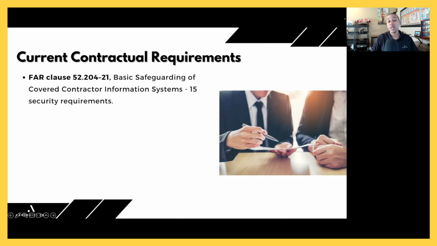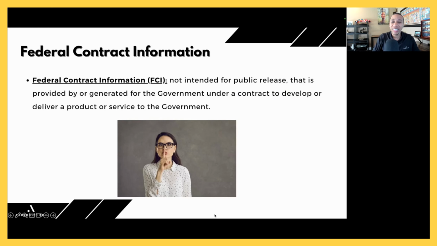You want to make sure not only that you understand the requirements, but that you have the tools, templates, and resources to implement those controls on your in-scope systems. Let's continue. Now, what is federal contract information? The easiest way to summarize it is government information that is not intended for public release. Any information that you're receiving in the context of your federal contract or subcontract that's not intended for public release is categorized as federal contract information.